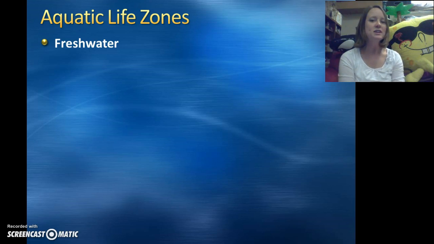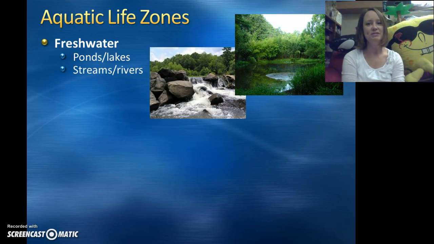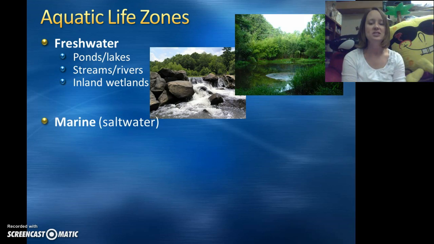So the freshwater ecosystems that we will talk about later in this unit are ponds and lakes, streams and rivers, and also inland wetlands. Usually we don't consider wetlands a lot of time as being freshwater, but we do have those in addition to our marine or saltwater wetlands.